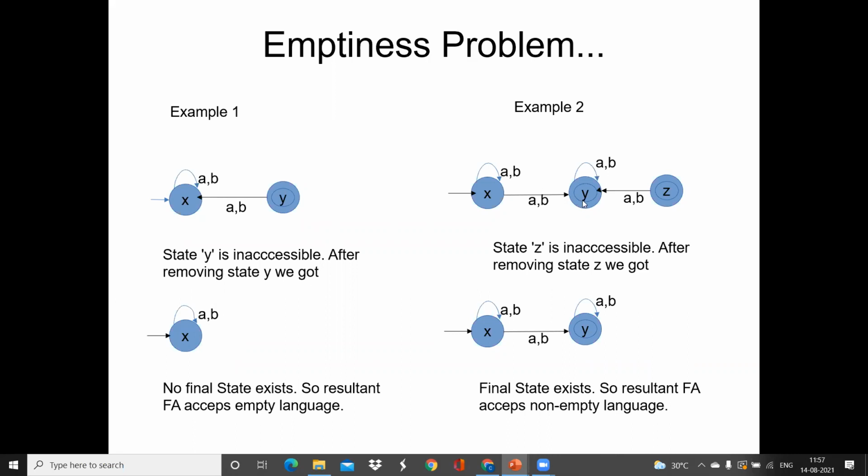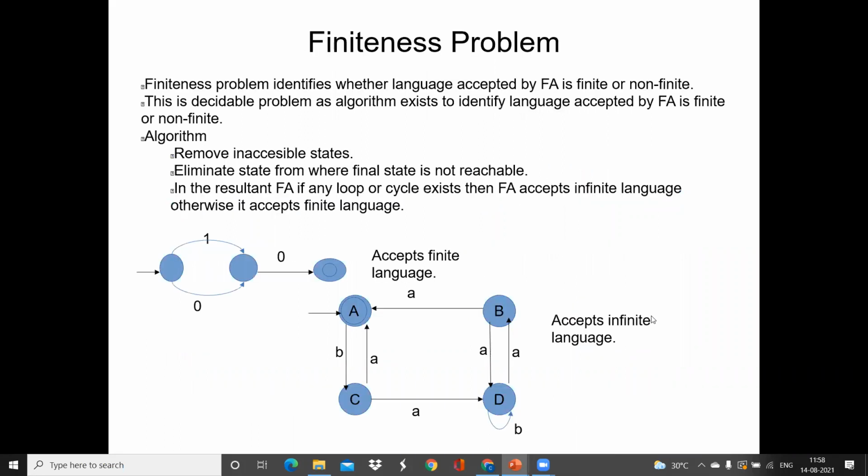Now here also the Z is inaccessible. So it is removed. And what you got is this. So this finite automata contains a final state. It means it is accepting something. And that is the reason it is a non-empty language. So likewise, you can describe this emptiness problem, and there is an algorithm. So that's why we call emptiness a decidable problem.